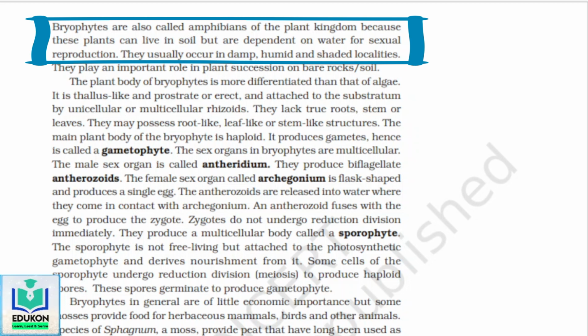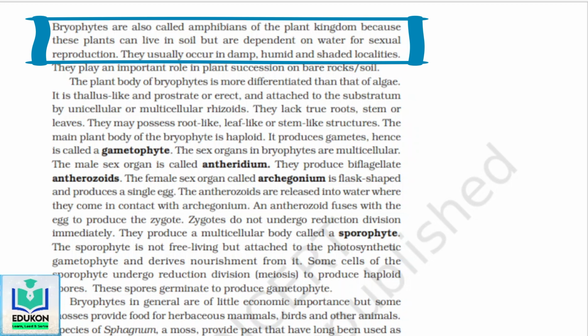They usually occur in damp, humid and shaded localities, and also they play an important role in plant succession on bare rocks or soil. What is plant succession on bare rock? The growth of plants, because these plants decompose rocks. When they decompose rock, it provides a medium for the larger, higher plants to grow on.